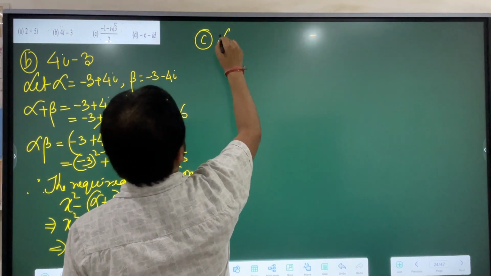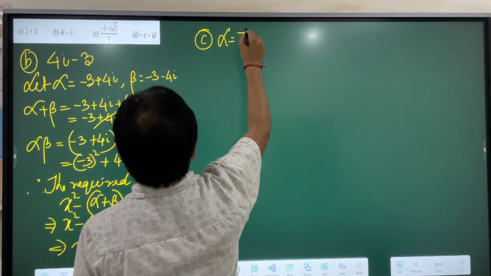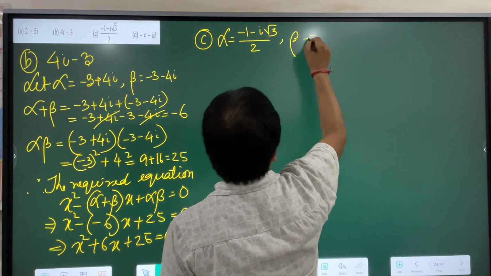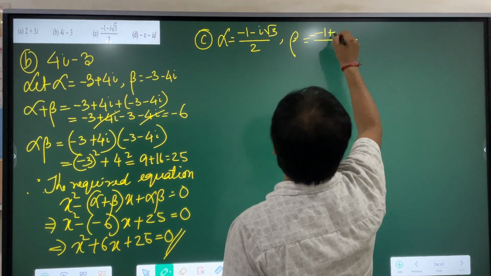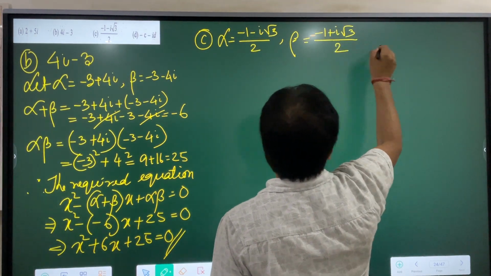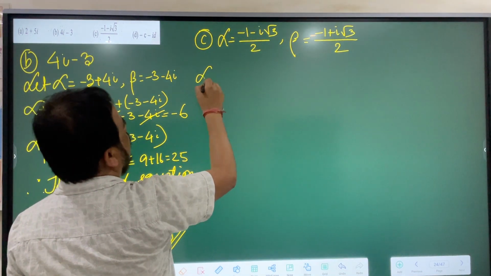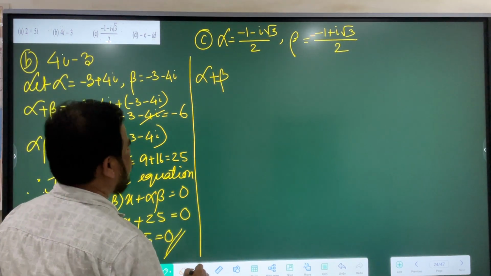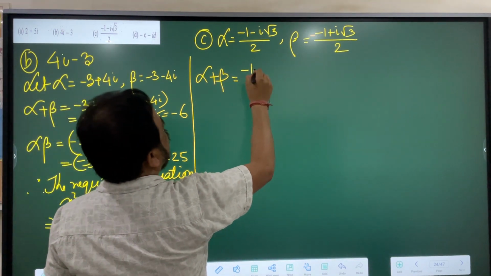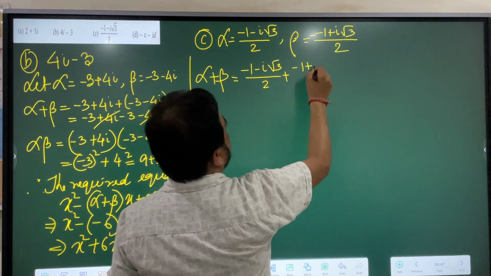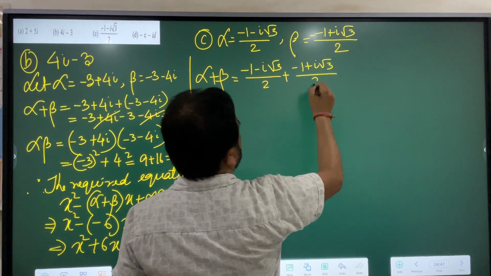So directly I am writing alpha equals to minus 1 minus i root 3 by 2, so beta is equal to minus 1 plus i root 3 by 2. This can be written directly. So let us go to find out alpha plus beta: minus 1 minus i root 3 by 2 plus minus 1 plus i root 3 by 2.